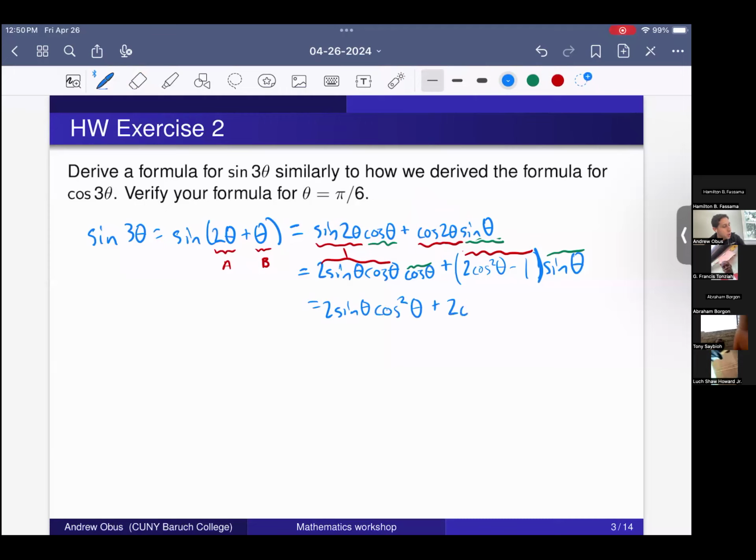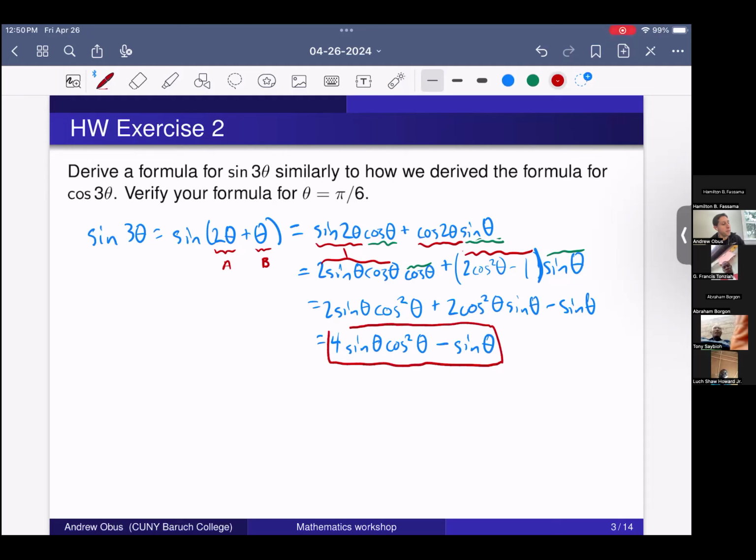here I have 2 cosine squared theta sine theta, and then minus sine theta. Okay, and so what we are left with here when we combine these terms is 4 sine theta cosine squared theta, and then minus sine theta. Okay, so this is what we should get. So this is one of many valid formulas for sine of 3 theta.